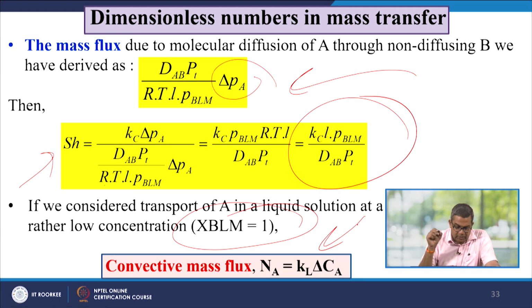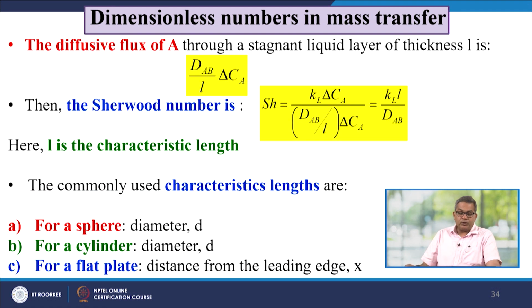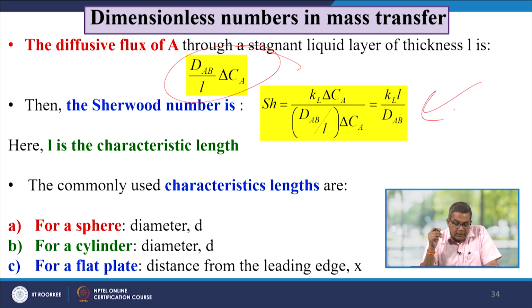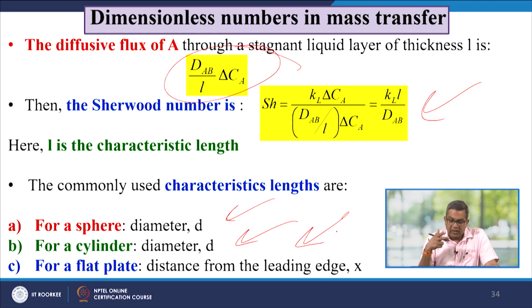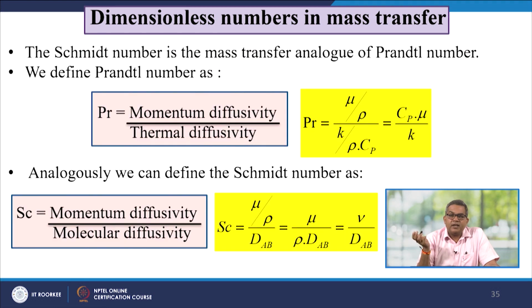So convective mass flux can be represented as N_A is equal to k_L delta C_A. Now, the diffusive flux of A through a stagnant liquid layer of thickness L can be represented as D_AB over L into delta C_A. Then the Sherwood number can be represented like this. Here L is the characteristic length. Commonly used characteristic lengths are, for a sphere the diameter d, for a cylinder the diameter d, and for a flat plate the distance from the leading edge, that is represented as x.